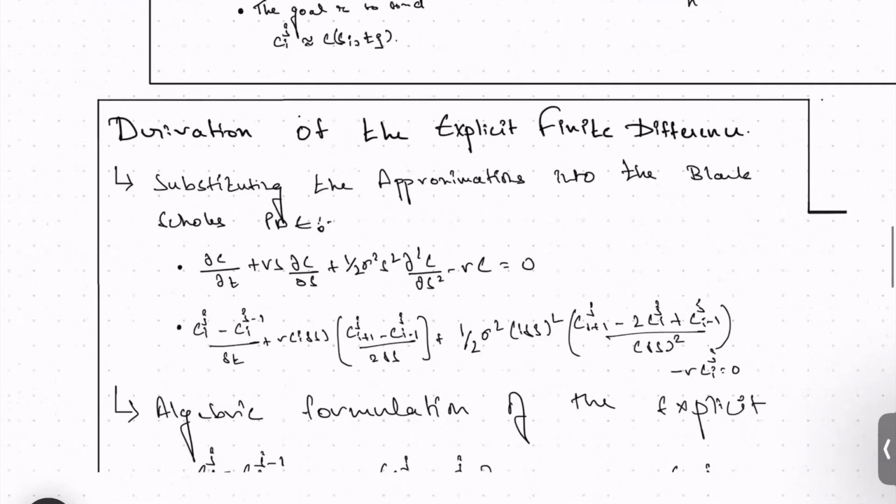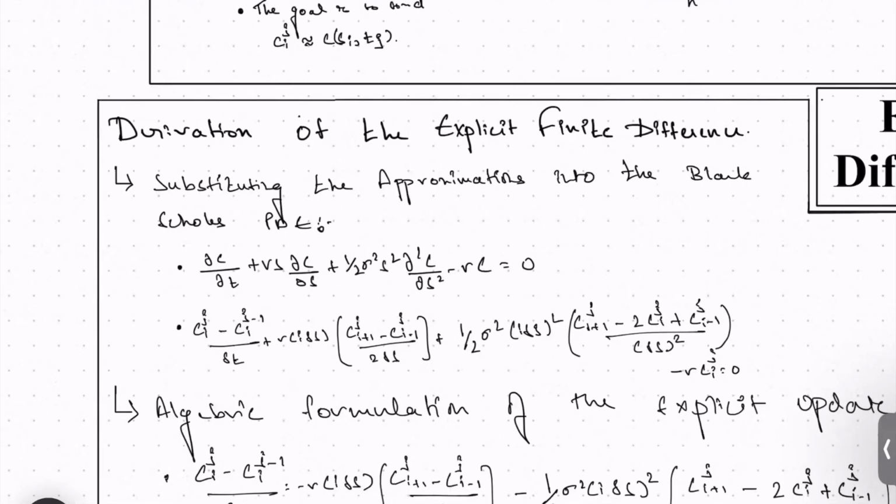With the grid structure and derivative approximations established, the next step is to substitute these discrete forms into the continuous Black-Scholes PDE. This process transforms a differential equation into a recurrence relation that can be solved computationally. As we discussed earlier, the Black-Scholes PDE is the partial derivative of c with respect to t plus r into s into the partial derivative of c with respect to s plus half into sigma square into s square into the second order partial derivative of c with respect to s minus r c is equal to 0.